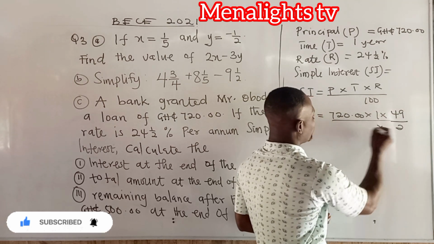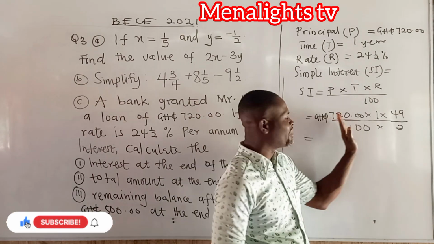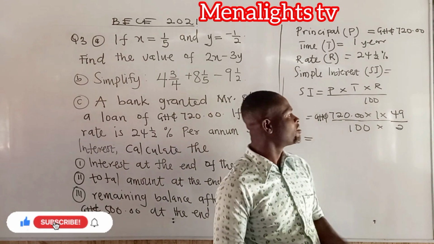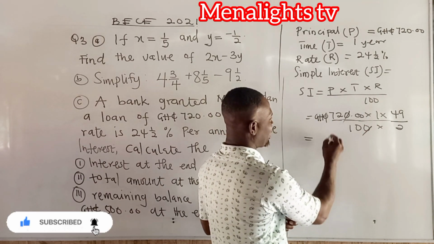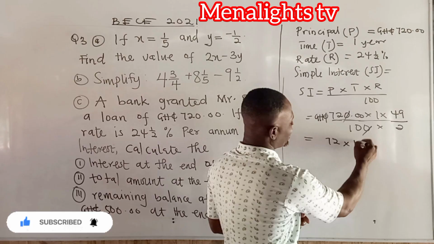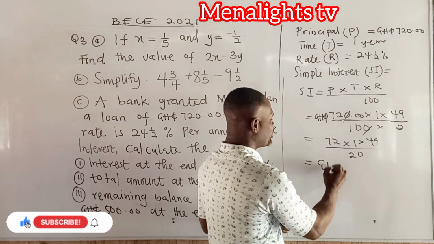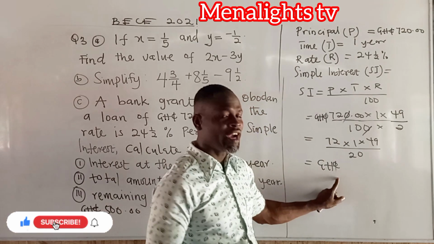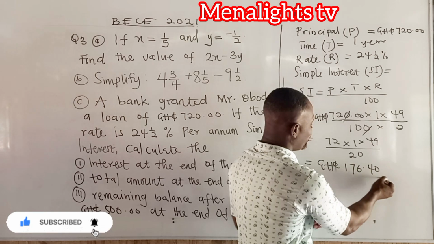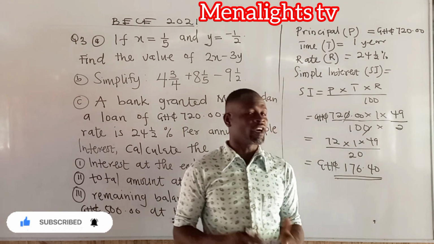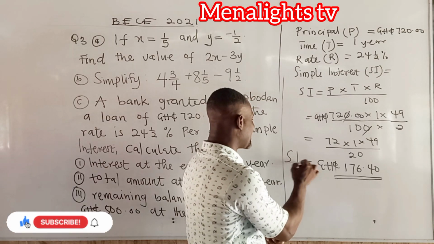And all these times 100, or out of 100. 720 times 1 times 49. Here, this 0 will cancel this. Then we are left with, at the top, 72 times 1 times 49, all over 20. So when you do your calculation well, the simple interest that you get is 176.40 pesos. 176.40 pesos is the simple interest.